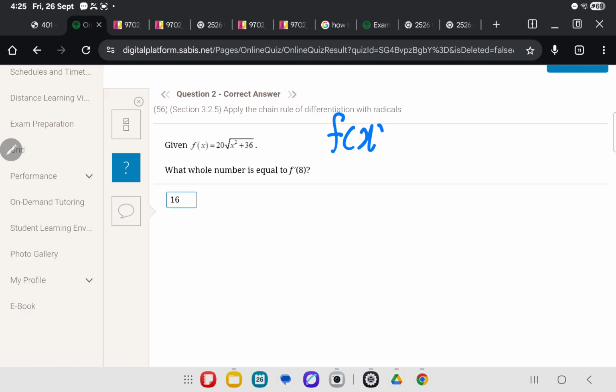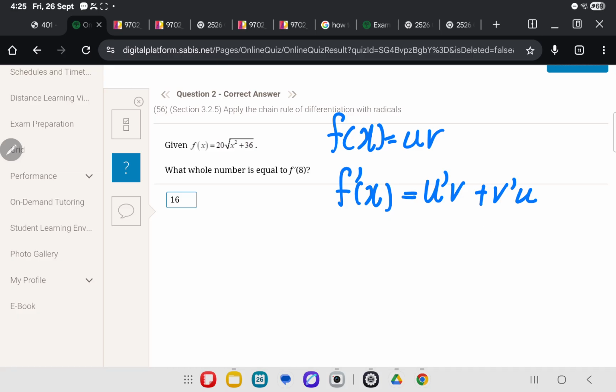know is when you have f of x equal to u times v. Then your derivative, sorry, let me rewrite that, f prime of x is equal to u prime v plus v prime u. Basically the same thing as the quotient rule. Instead you're changing the minus into a plus and there is no square of the denominator.